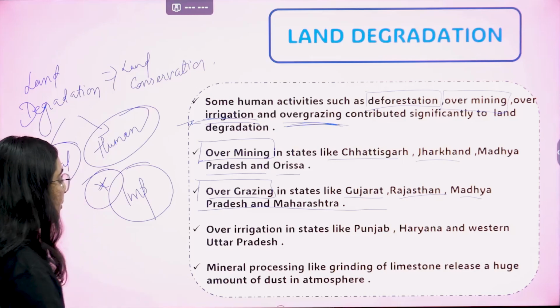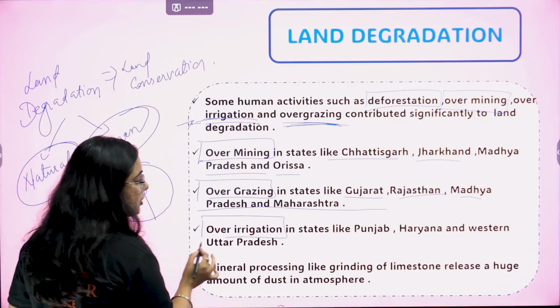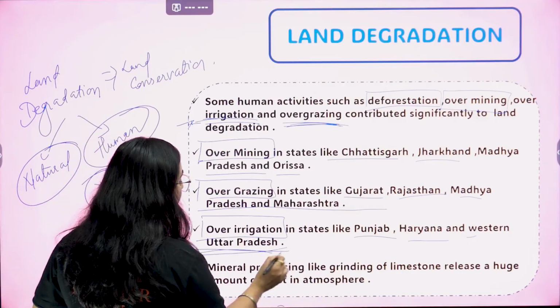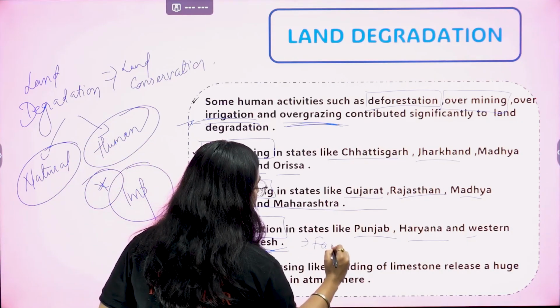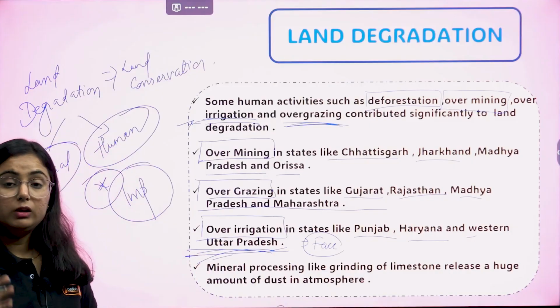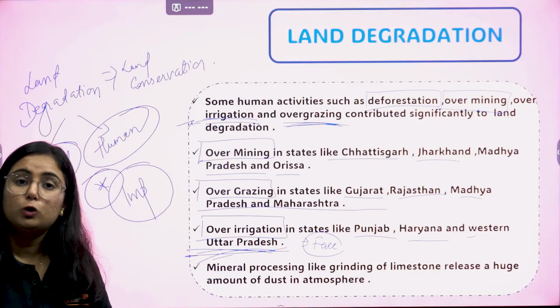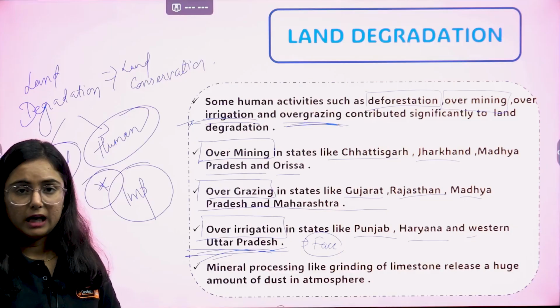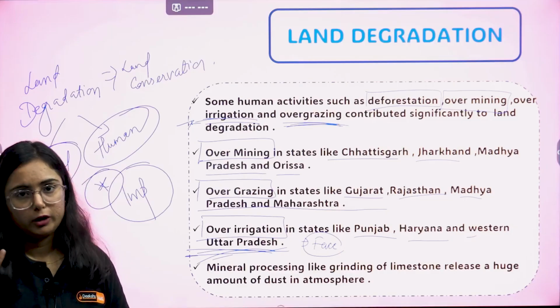Moving to the next, that is over irrigation in Punjab, Haryana and Western UP. They are going to face this in the future because of the green revolution. They are doing so much agriculture, particularly rice, paddy, which ought not to be grown there. As a part of the green revolution it is being done, and rice needs so much water, you know that.